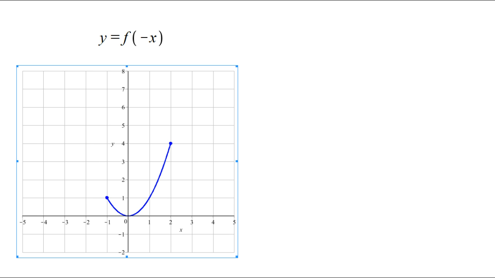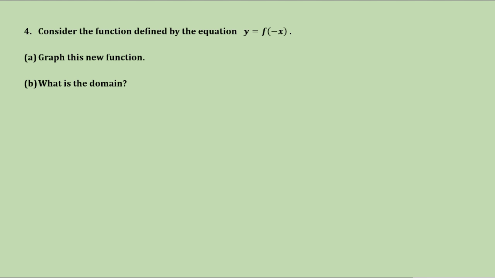So again, any x value that's negative becomes positive. The height on the graph is not changing. See, this point 2, 4 is becoming -2, 4. -1, 1 is becoming 1, 1 when we reflect it over the y-axis. Again, why does that happen?